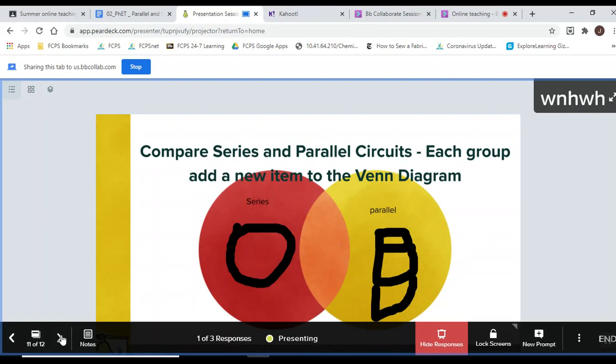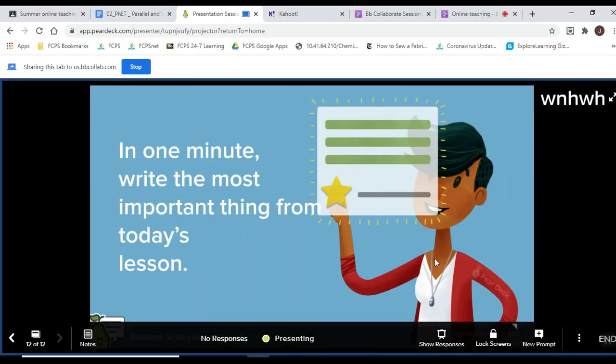Okay, last thing, we have an exit slip. Write the most important thing from today's lesson. I'm not really going to make you guys do that because we've been doing this long enough.